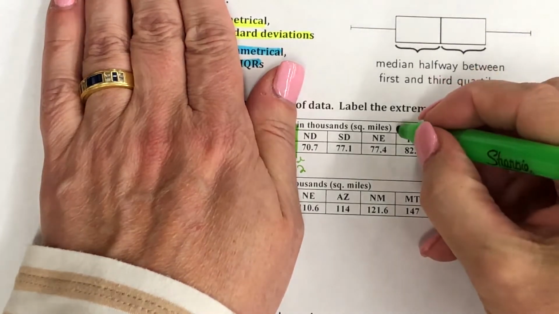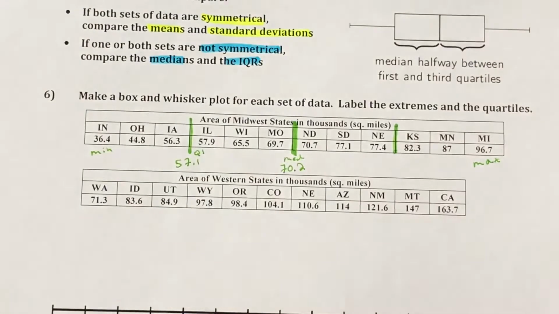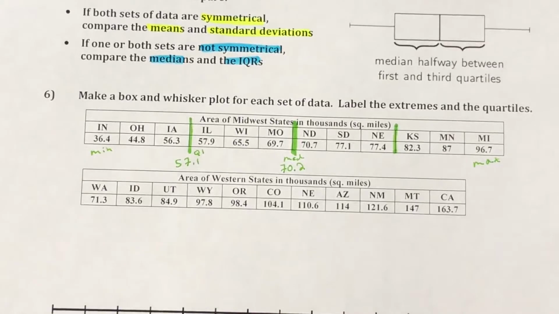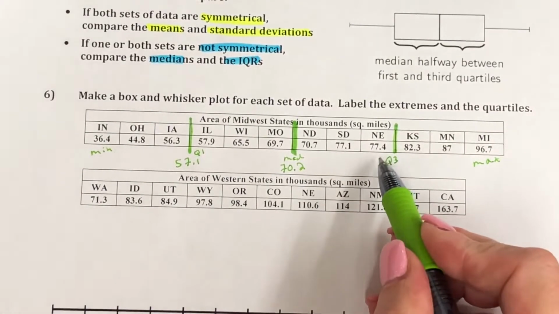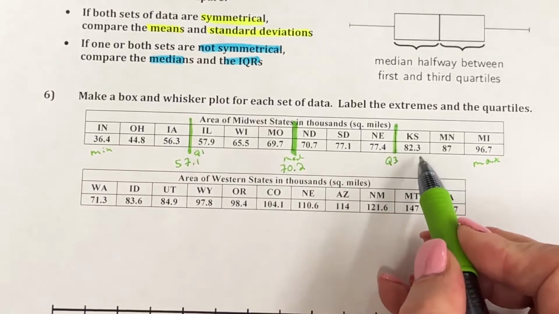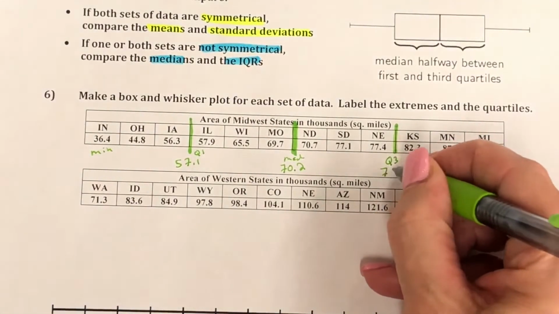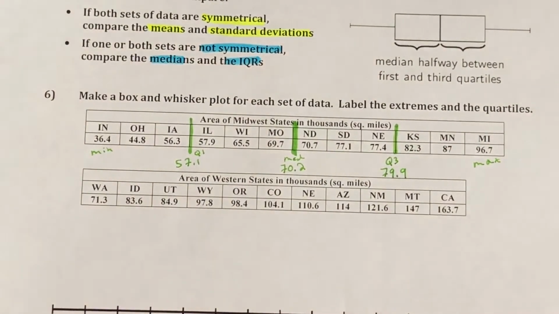Okay, now we want to find the median of the right side of the data. So right between Nebraska and Kansas, that's going to be my Q3. So we're going to add 77.4 plus 82.3, add those two together, divide by 2, and you get 79.9.